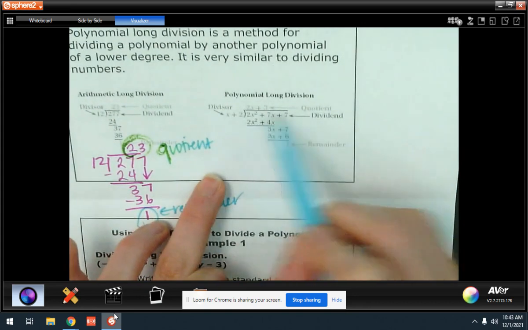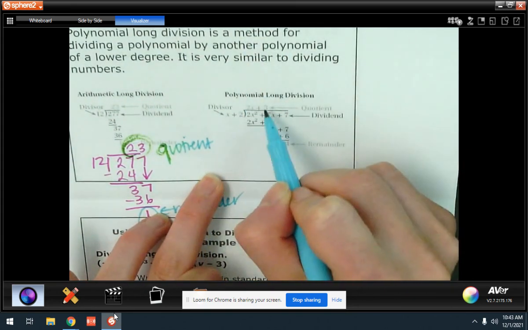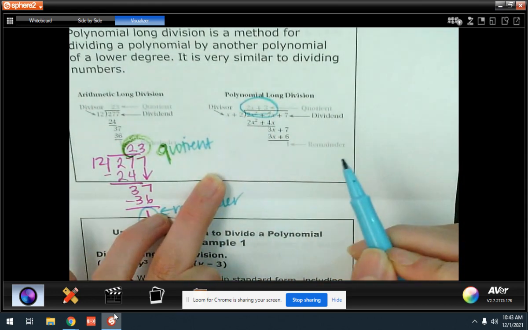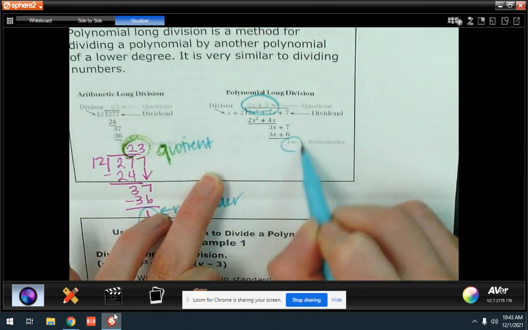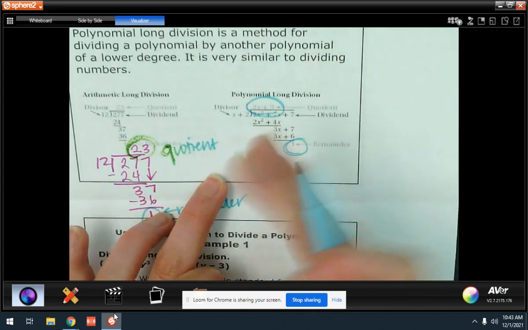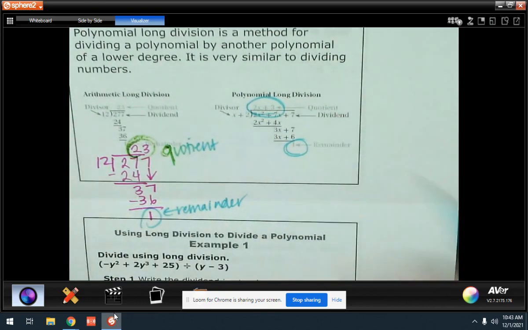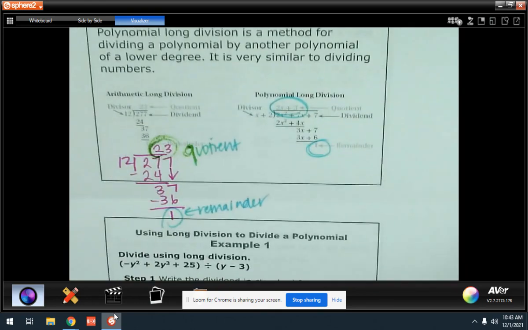Okay, and so when you divide a polynomial, you're still going to have a dividend and a divisor. What you get up here will be the quotient polynomial, and what you get down here will be the remainder polynomial. Sometimes the remainder will be a linear function or a quadratic function. It's not necessarily a number this time. Okay, so example 1 is already worked out for you, and so I'm going to jump to example 2 and just work it from scratch.